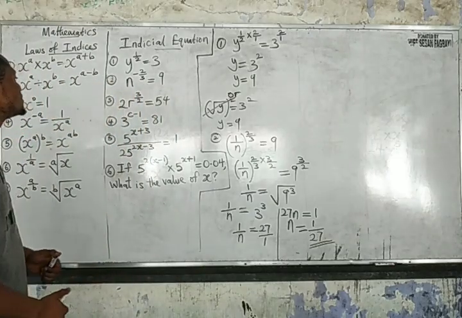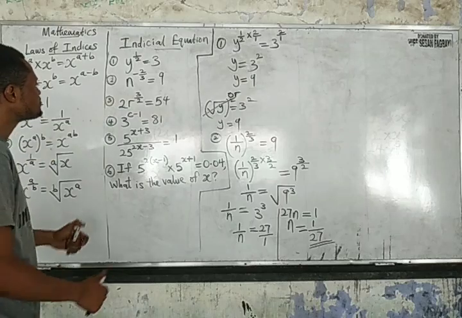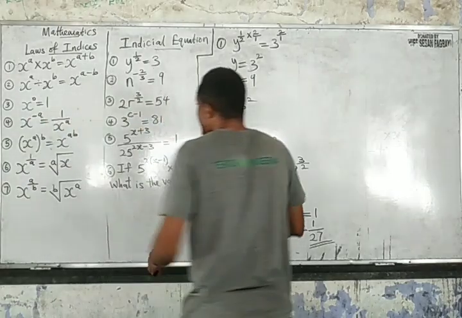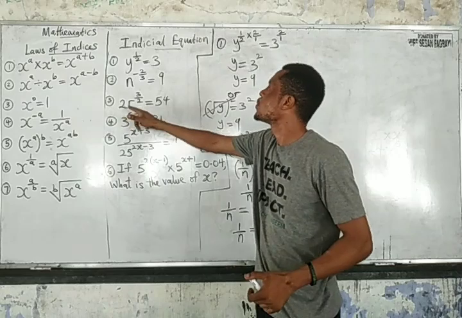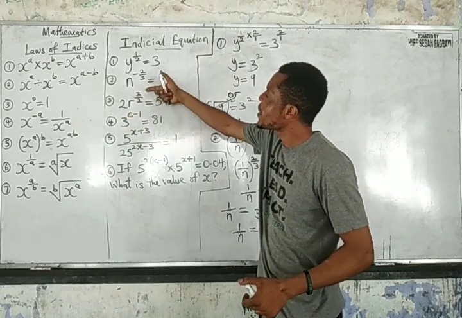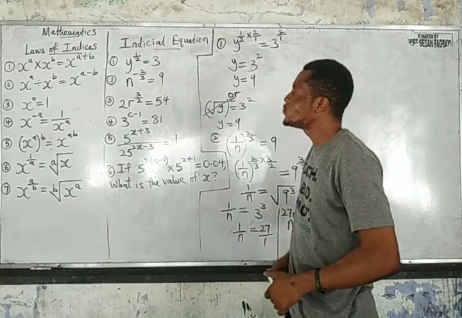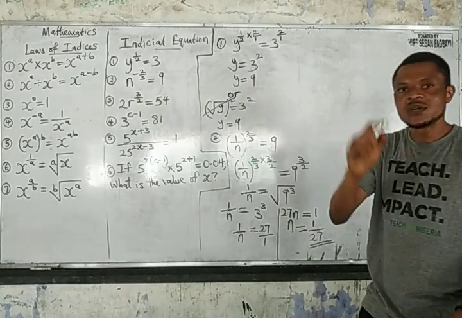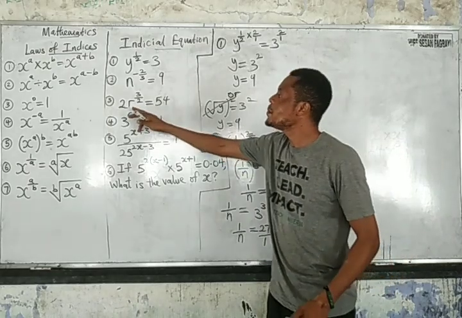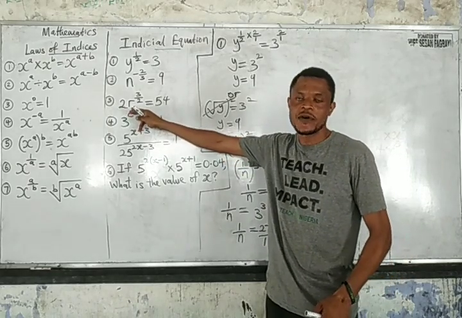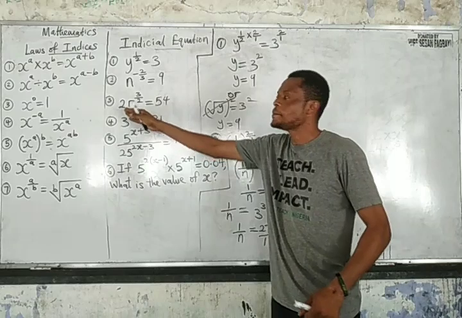Now to the next one, question number 3. 2r raised to the power of 3 over 2 to give us 54. The first thing we shall do here is to make r subject of the formula. So we divide both sides by 2.